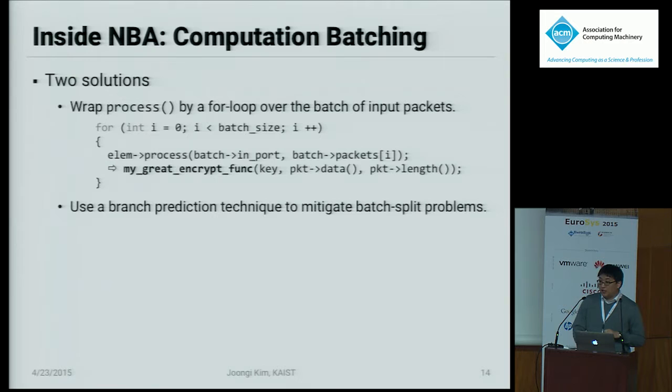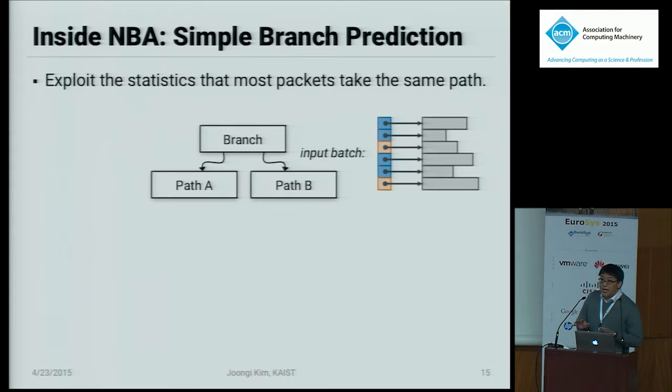Well, during development of NBA, we observed most packets take the same path for most branches, meaning the branches are highly unbalanced. That's because NBA internally manages the mapping between I/O elements and the RX/TX queues of the network cards, and therefore branches are mainly used for packet filters instead of packet routers or classifiers as in the original Click. For example, check IP header element filters out invalid IP packets, which are very rare cases. In NBA, routing decisions are stored at packet metadata or annotations, so routing elements also do not have branches at all in most cases.